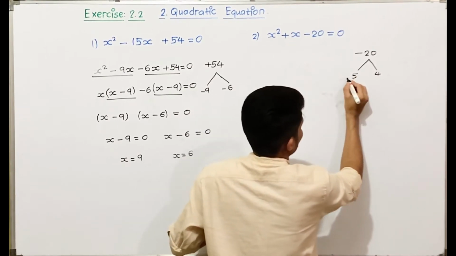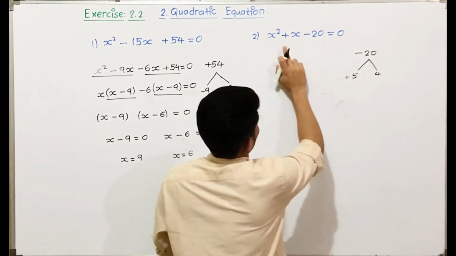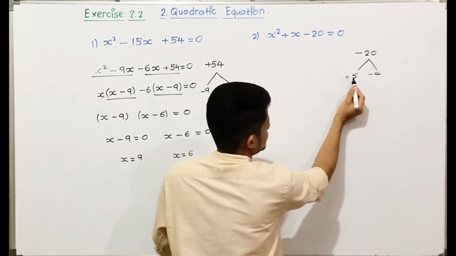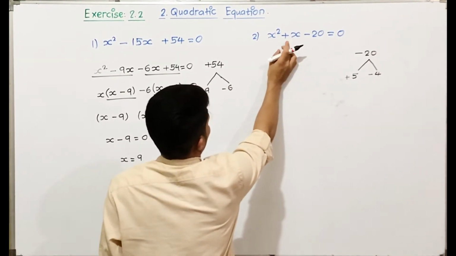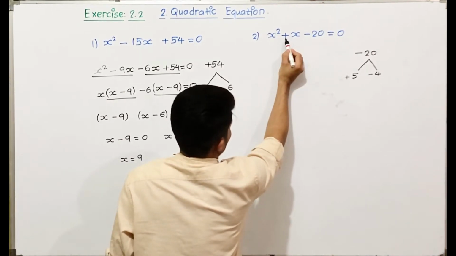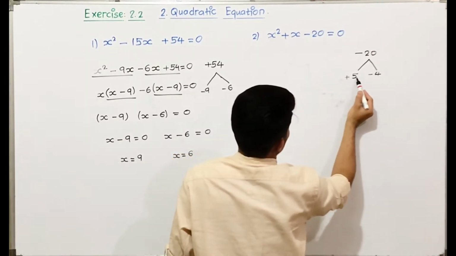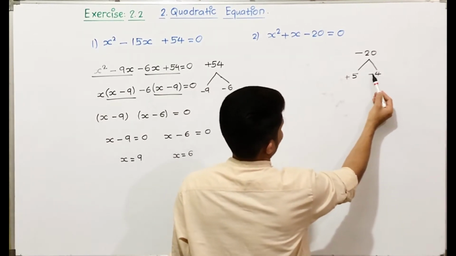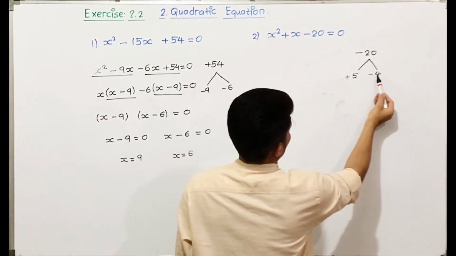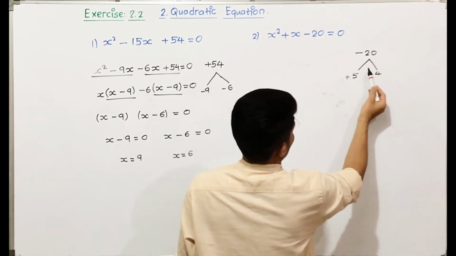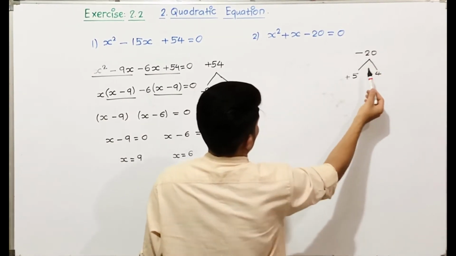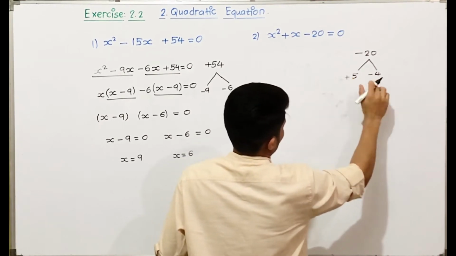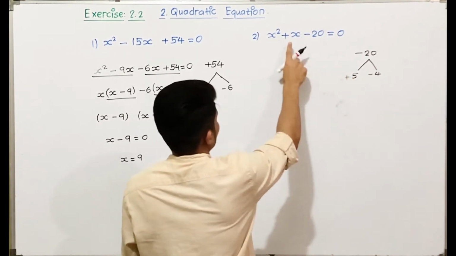So the sign will be plus here because we want plus and minus here. If we take minus 5, then it will be wrong because we want plus. So we'll take plus 5 and minus 4. Plus 5 into minus 4: 5 into 4 is 20 and plus minus minus, so minus 20. And plus 5 minus 4 is 1, with the sign of the bigger number.